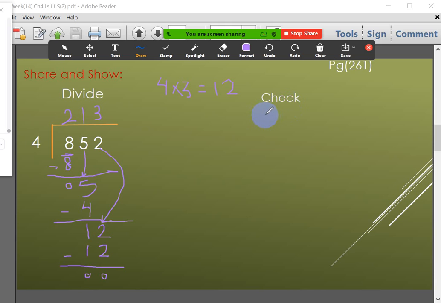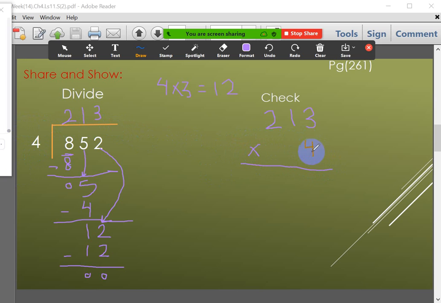If I want to know if the quotient is correct or not, the check step tells me that you have to multiply the quotient by the divisor. Let's multiply. I have to multiply the quotient with the divisor. That means I will use the inverse operation for division, which is multiplication.